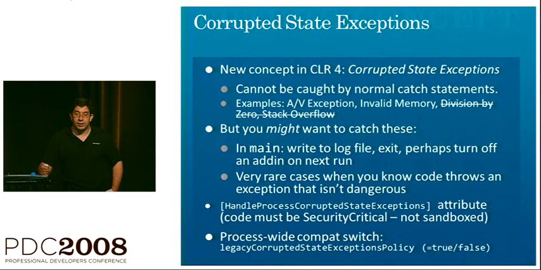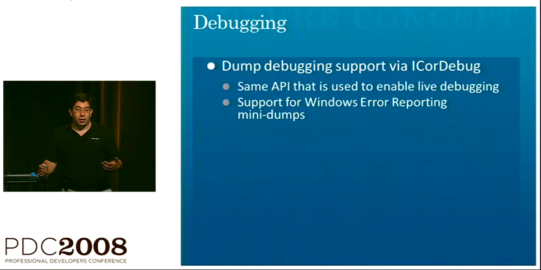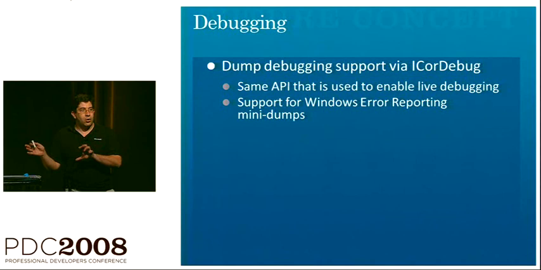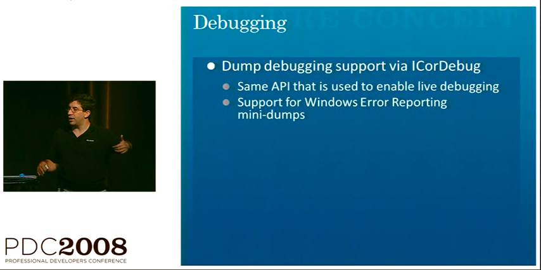And so another thing we've been doing to make your life easier is dump debugging support via ICorDebug. That's the same API that Visual Studio and most other debuggers use to do debugging. And now it can look at live code, it can also look at dumps. And that's going to mean it's very easy for these debuggers to start exposing this functionality to you. It's also going to give you support for Windows Error Reporting mini dumps if you want to go register to get those mini dumps and see what's happening on real end user machines and then debug them. You'll be able to do that in Visual Studio now.